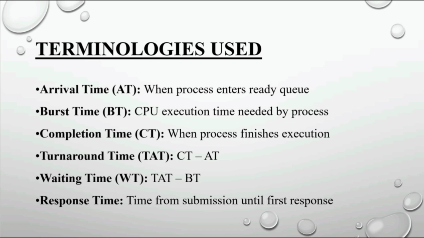Terminologies used in CPU scheduling. Arrival time, burst time, completion time, turnaround time, waiting time, and response time are the basic terminology we use in CPU scheduling algorithms. We can calculate turnaround time by completion time minus arrival time, and waiting time can be calculated by turnaround time minus burst time.